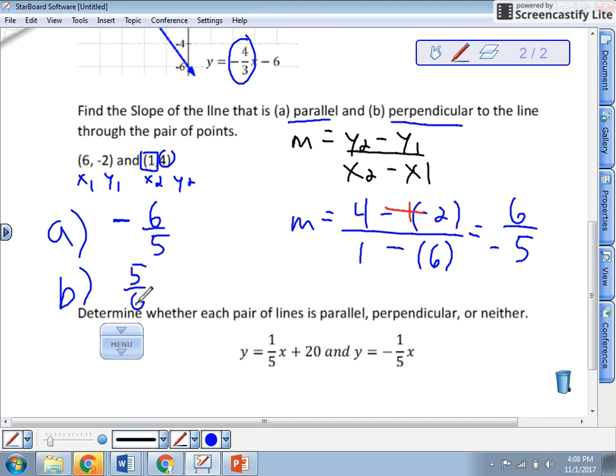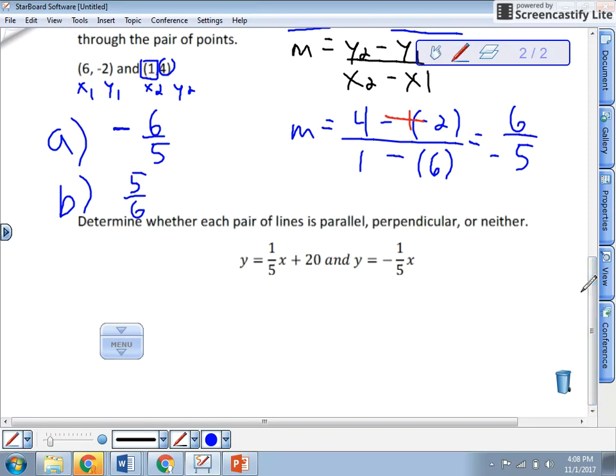So there you go. And then the last one, determine whether each pair of lines is parallel, perpendicular, or neither. Again, all we're going to do is look at the slope. Make sure it's in y equals mx plus b form. Is y by itself? They both are. So now all we need to do is look at the slopes. 1/5 here and negative 1/5 here. So they're not the same, so they can't be parallel, so it's not parallel.